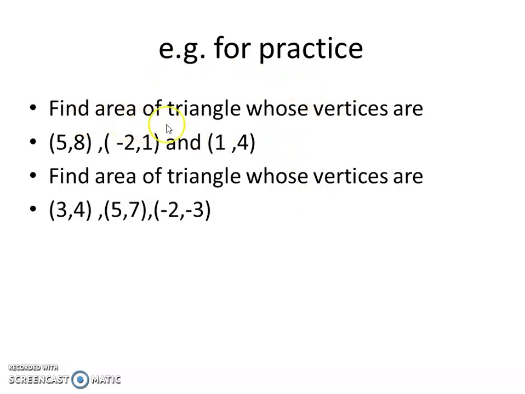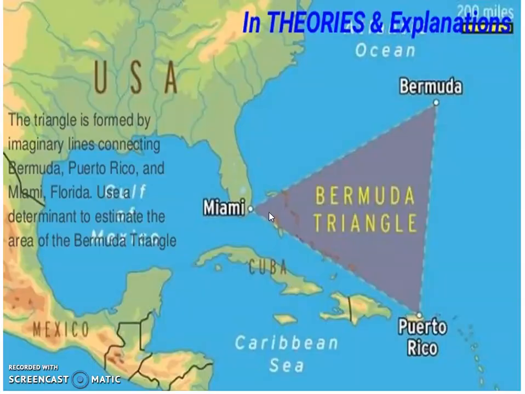What I give? Find the area of triangle whose vertices are 5, 8, minus 2, 1 and 1, 4. Find the area of triangle whose vertices are 3, 4, 5, 7 and minus 2, 3. Compulsory practice on this example and solve this example. You should have the right answers, I hope so. So, up to this topic, what are the applications of area of triangle in our real life? That is the main question we have to ask.